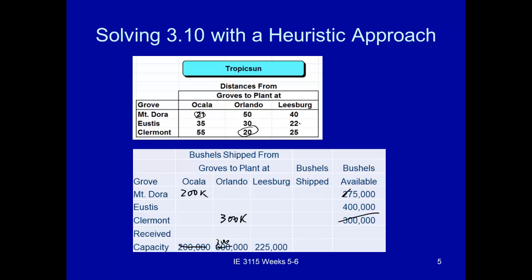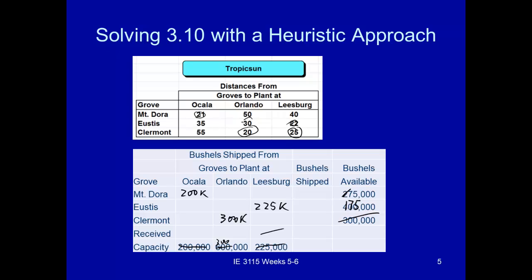The next one would be this 22 here. We look at it, and the capacity is 225, so here we end up with 175 from the 400, and this one is gone. Then we go to the next least distance, which is this one. But we found that the capacity is already used up, so we can't do this.